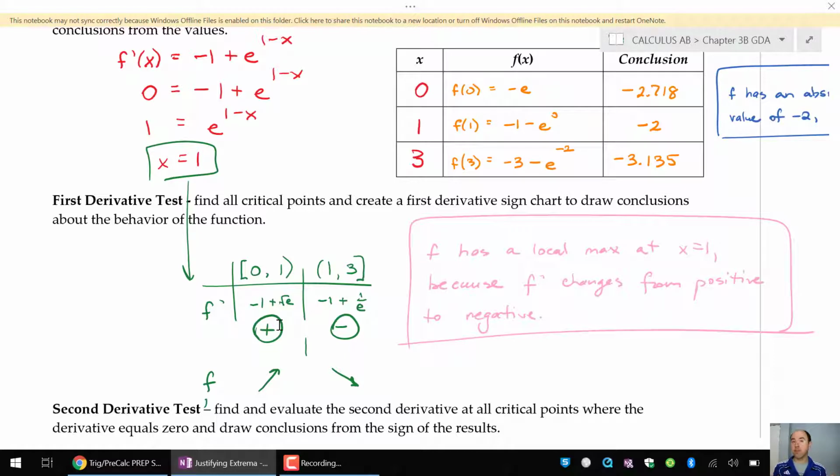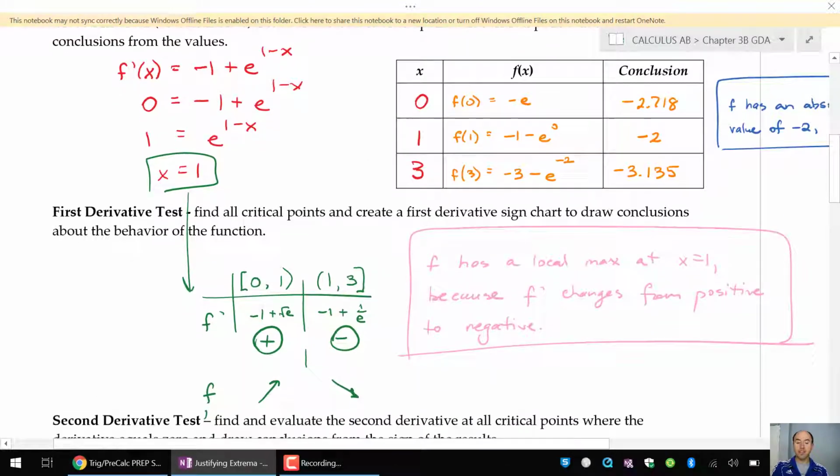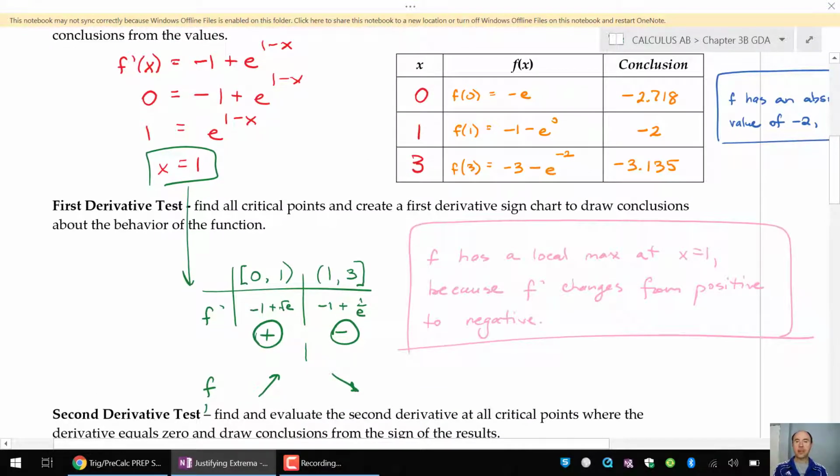So what does that mean for the behavior of f? Well, that means f is increasing, and then it's decreasing. So conclusion, f has a local maximum at x equals 1 because f prime changes from positive to negative. That would be how we would use the first derivative test to verify the fact that I have a maximum at x equals 1. So far, both the candidates test and the first derivative test are basically working together in harmony.